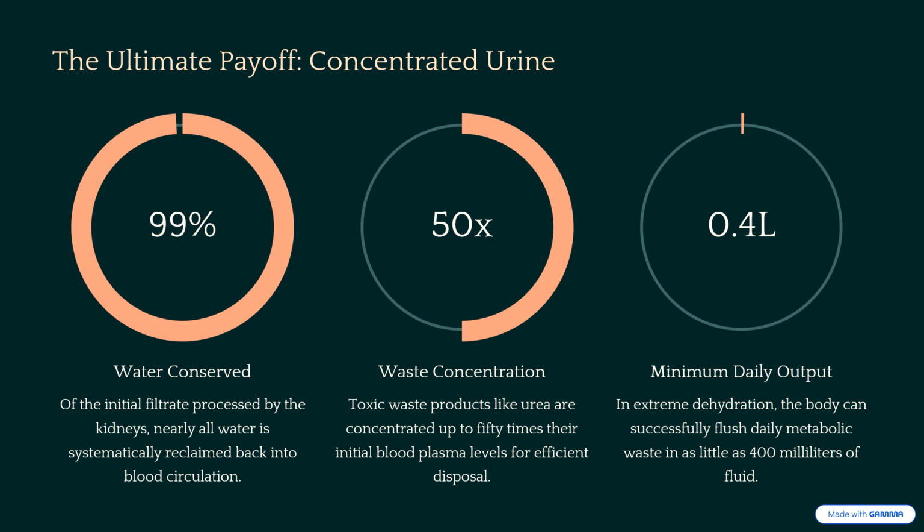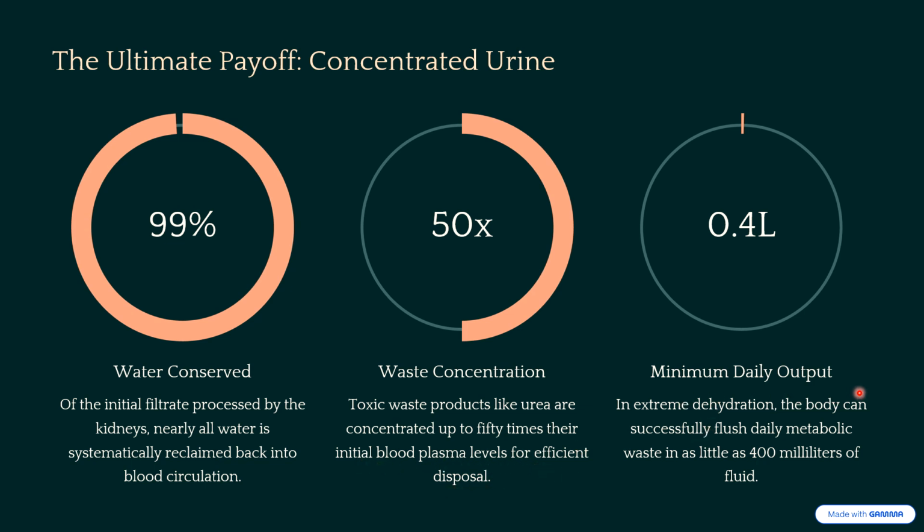So what is the ultimate payoff? How is the urine concentrated? Water conservation: 99% of the initial filtrate processed by the kidney, nearly all water is systematically reclaimed back into the blood circulation. Okay. Then waste concentration. Toxic waste products like urea, creatinine, we have seen in the previous slides, are concentrated up to 50 times their initial blood plasma level for efficient disposal.